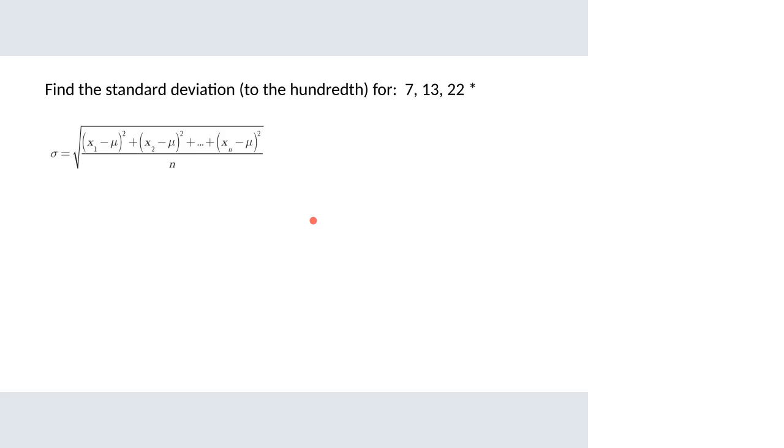I will tell you that computationally, this is as challenging as we're going to get. So if you can find the standard deviation for that data set comfortably, I don't think any of the other calculations we do today will give you trouble.